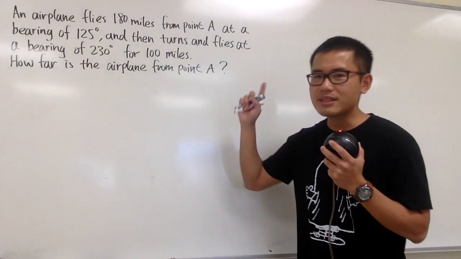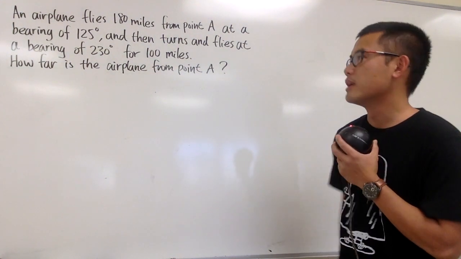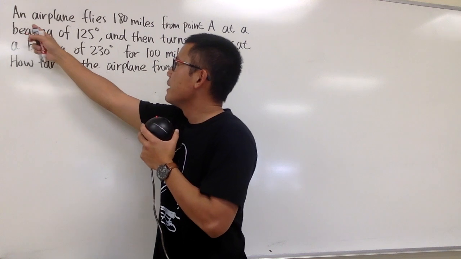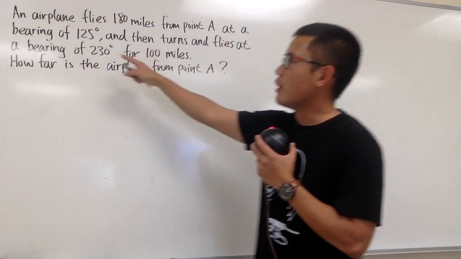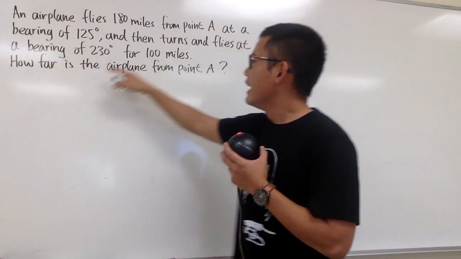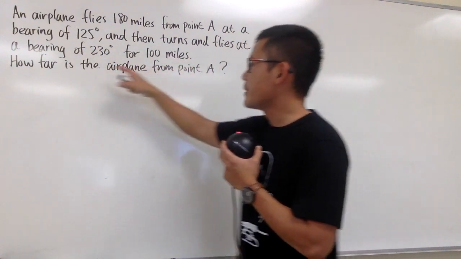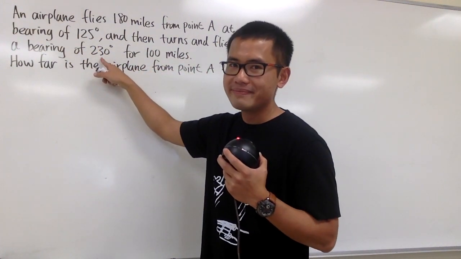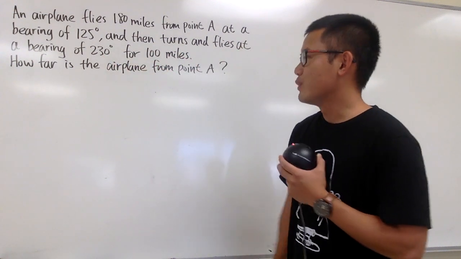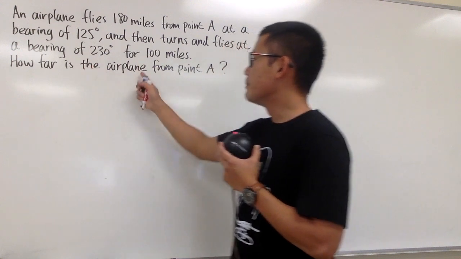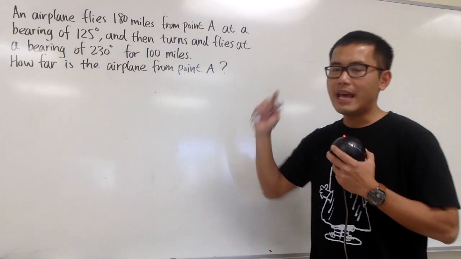Okay, I'm going to show you guys how to solve this application problem that involves bearing. So let's take a look. We have an airplane that flies 180 miles from point A at a bearing of 125 degrees, and then turns and flies at another bearing of 230 degrees for another 100 miles. At the end, we're going to find out how far the airplane is from the original point A.